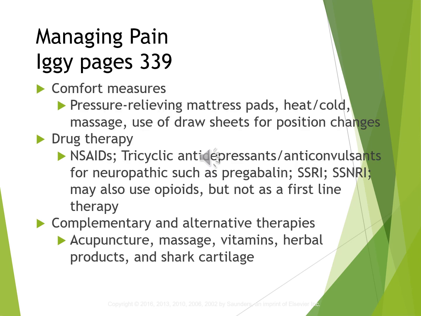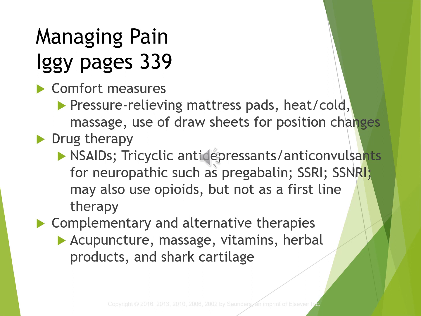Managing pain in patients with HIV. Some of this is going to repeat from the last one. Pressure relieving mattress again, use of heat and cold, massage, using draw sheets for positioning changes. Drug therapies, they may use things like NSAIDs, those non-steroidal anti-inflammatory drugs. They can use tricyclics and anticonvulsants for neuropathic pain, such as pregabalin. The SSRIs and SNRIs can also be used for that, and they can also use opioids, but they are not usually the first line of therapy.